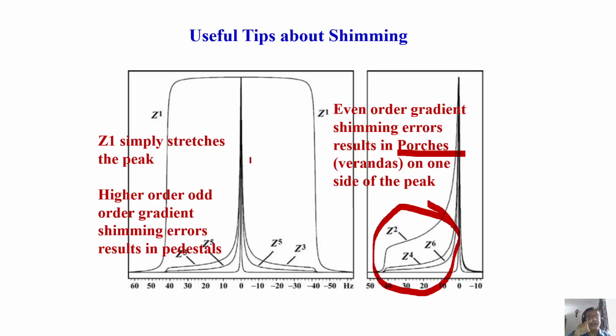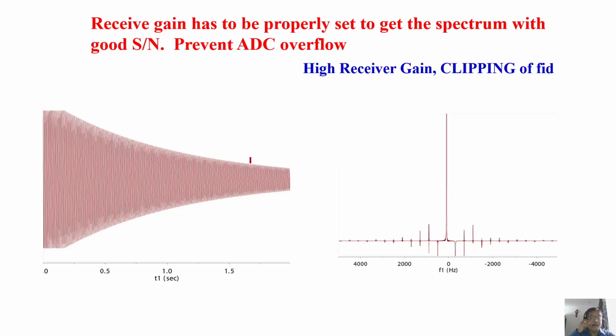I hope you are all with me. So shimming is a very, very important point. What happens next is, when you are collecting the signal, you have to adjust the receiver gain. The higher the gain, the signal intensity will be a maximum. And there is a limit for it. You can't keep on raising the receiver gain.